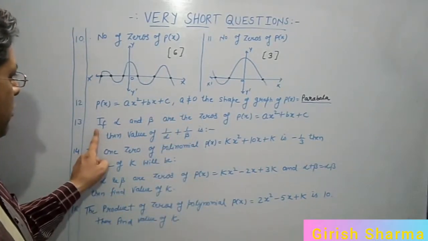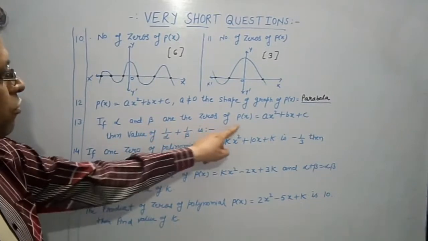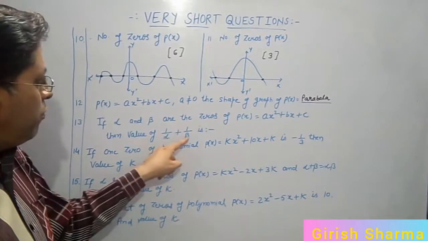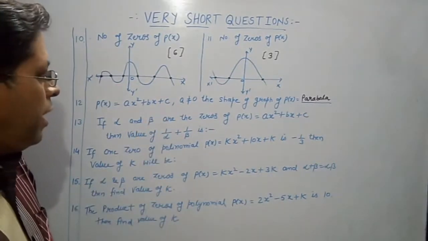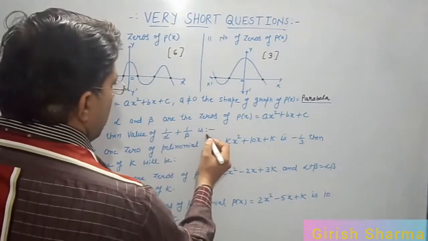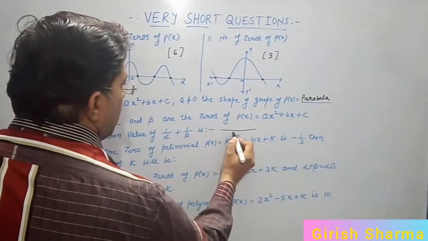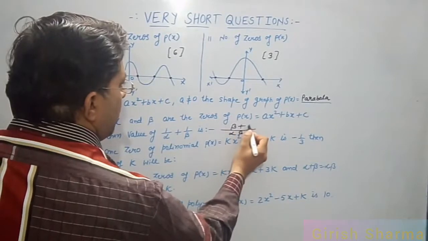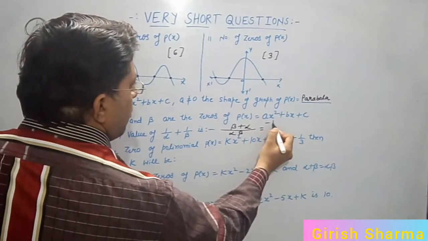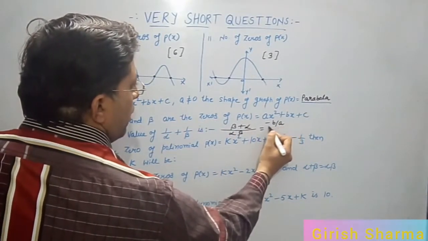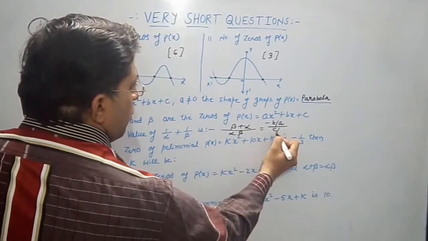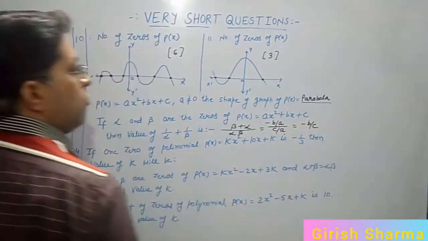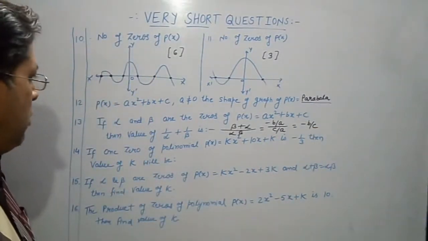Come on, the next. If alpha and beta are the zeros of p(x), then the value of 1 upon alpha and 1 upon beta is. Okay, if I take LCM, alpha beta will come. This will be beta plus alpha. What is the sum of zeros? Minus b upon a. Product of zeros is always c upon a. This is minus b upon c.